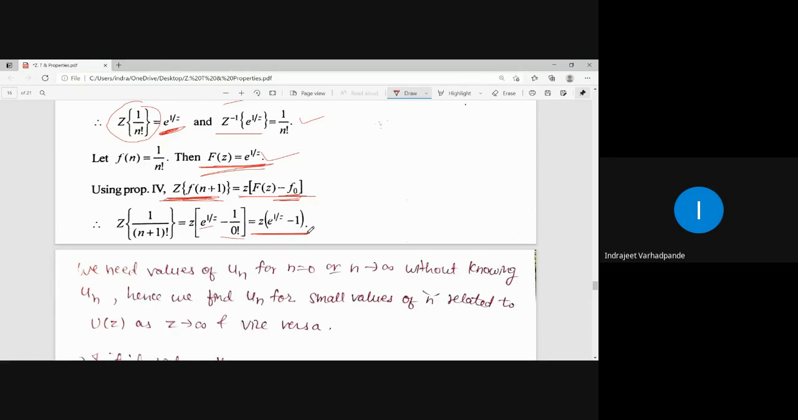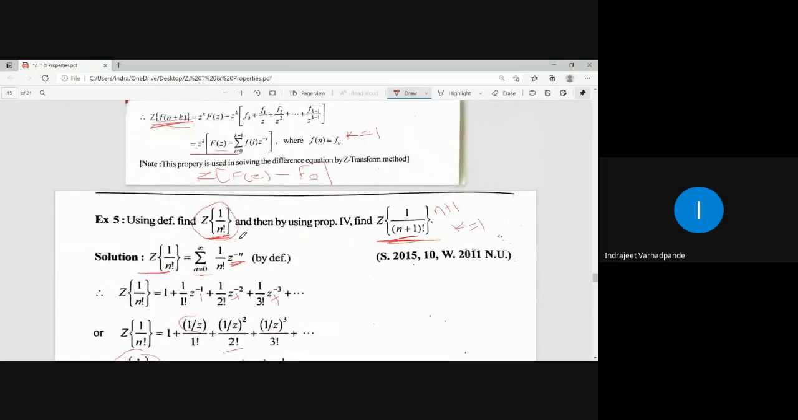Is this question clear? How the solution is being done? Is the point okay? Any difficulty in applying the Z transform property for shifting to the left? Z of 1 upon n factorial has been found, and we need to find n plus 1 factorial. Comparing with n plus 1, you get the value of k as 1. So accordingly, we put the value of k as 1. So you get the value for sequence f of n plus 1 using this property.